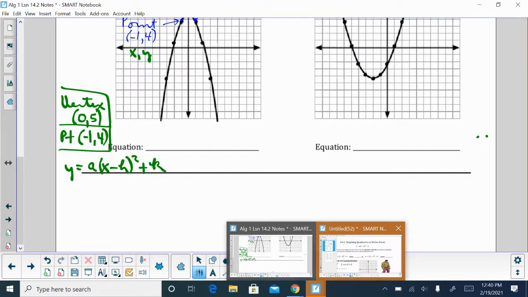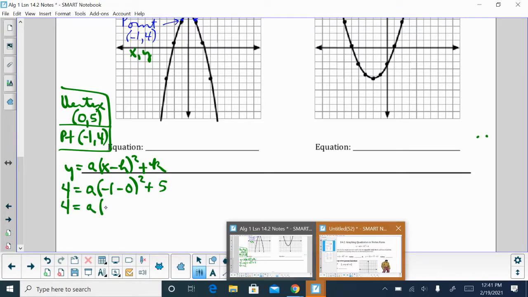All right, so watch this. So I chose that y, getting it from my point, 4 is equal to a. We don't know what that is. That's what we're trying to find. x is -1 minus h, which I said was 0, squared plus k, which is 5. Now, notice the only thing I don't know is a. Everything else is now down to numbers. So we'll simplify this out and solve for a.